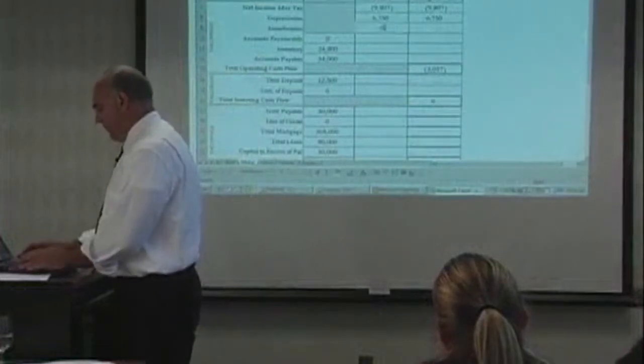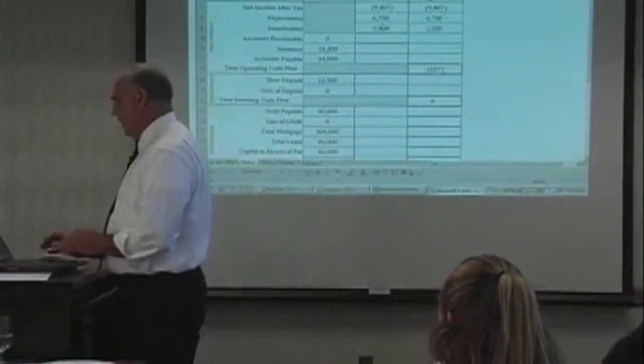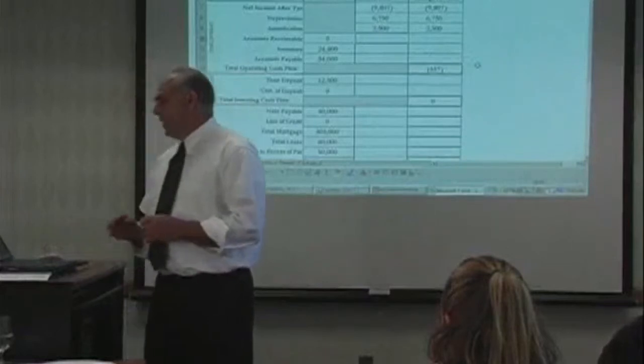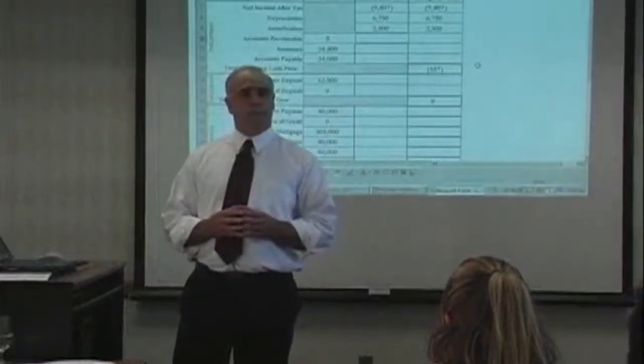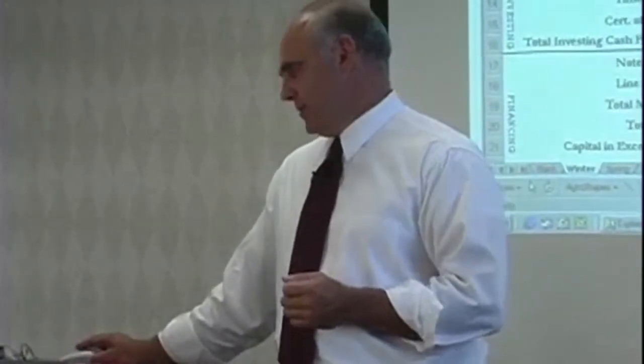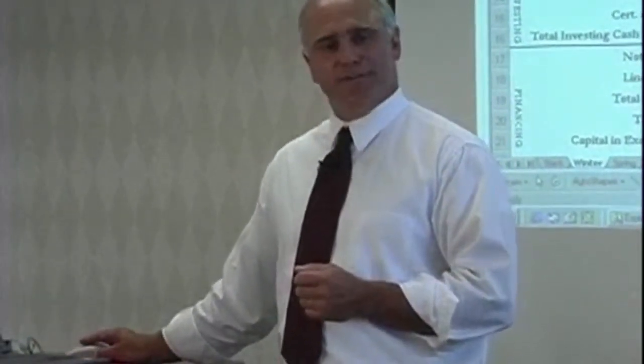Amortization, the amount is $2,500, also a non-cash expense. And with the addition of those two accounts, non-cash expenses, our total operating cash flow is now reduced to negative $557.